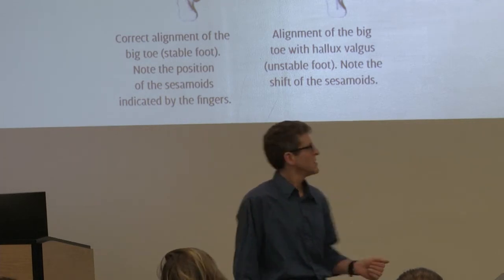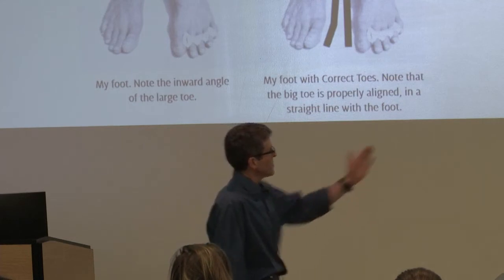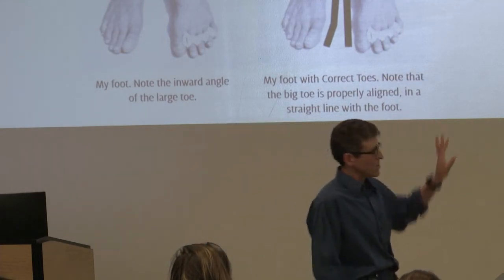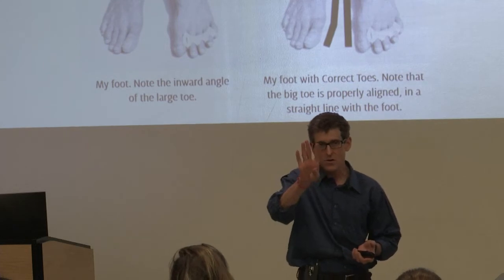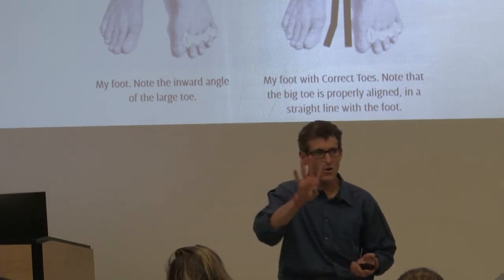It's a big deal. So the big toe is really important. If you have a condition where you have a bunion on the big toe, you can get things like toe spacers to try to correct that.